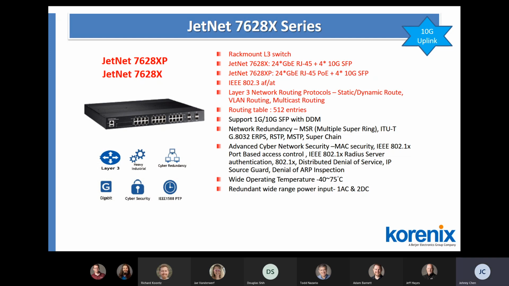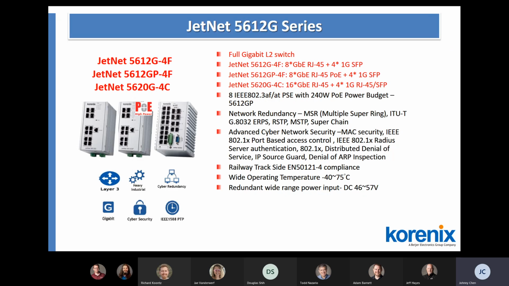Okay, so next, this is another switch that we have right now, the 5612G, and it comes with three versions. Two versions are the 5612G and the 5612GP. The GP means the PoE version. And the other one is the 5620G. It doesn't have a PoE version. You only have the non-PoE version, but it comes with 20 ports.